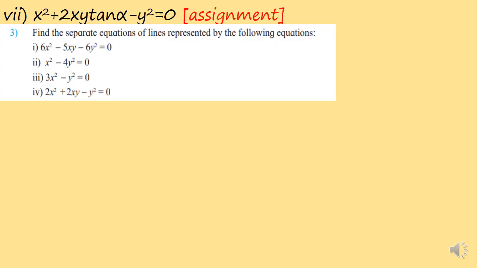Now here I have taken sums which are of a similar nature, which are given in your miscellaneous exercise 4, page number 131. So these are the sums. The question is the same. Find the separate equations of lines represented by the given equations. Very easy questions these are. Write them as assignment in your notebook.